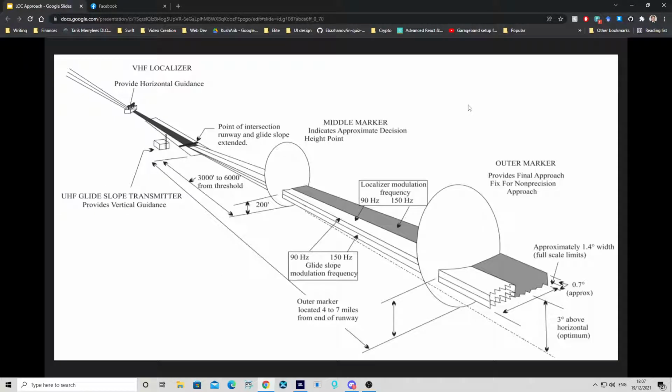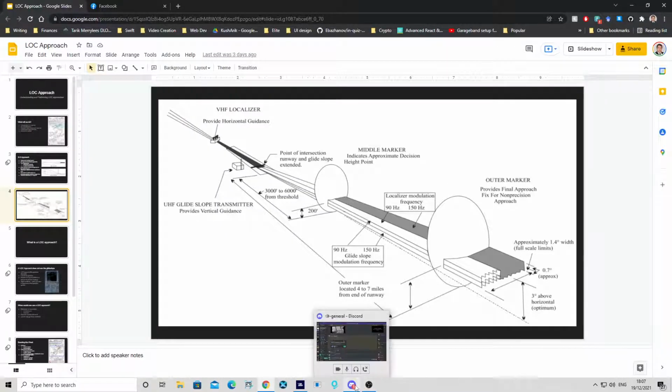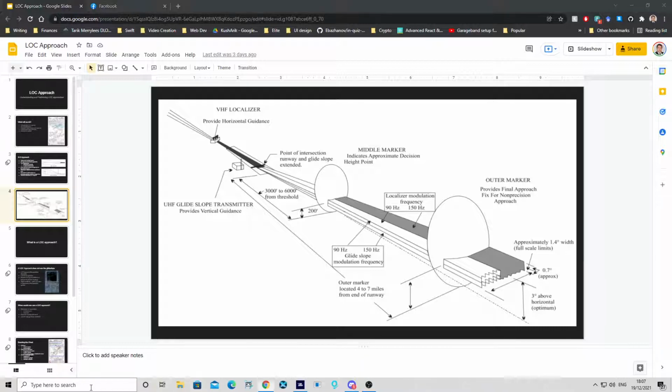That's fine. I'm sharing my monitor right now, so let me just open Navigraph.